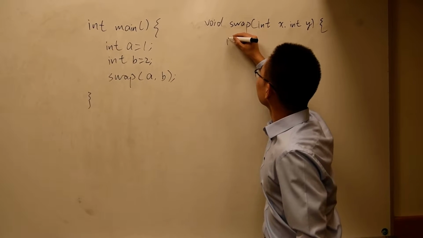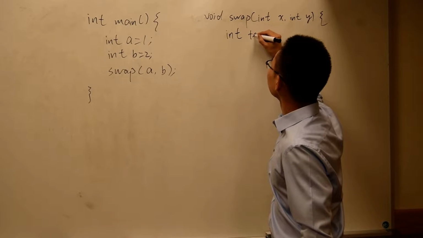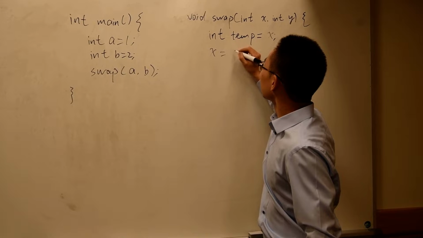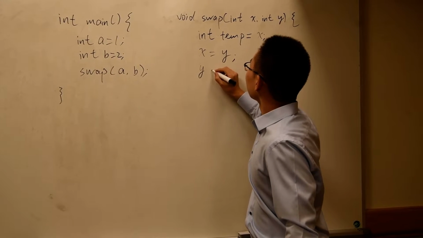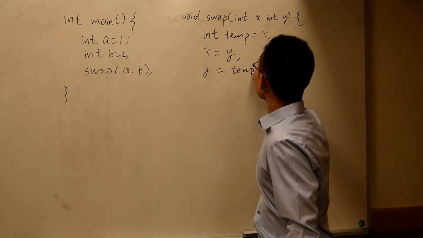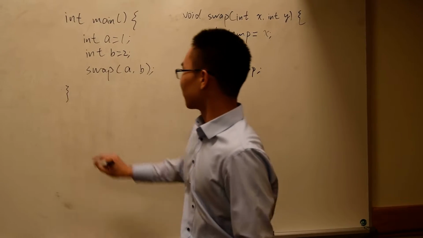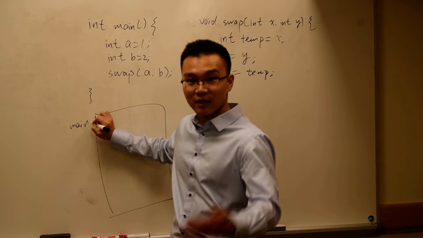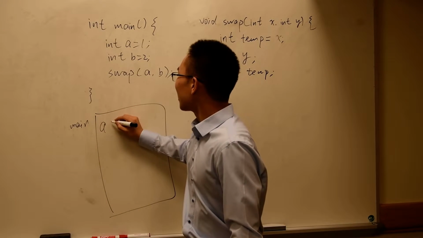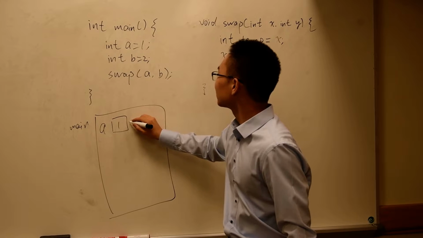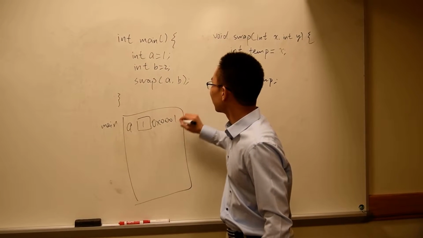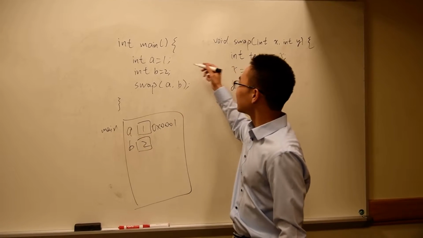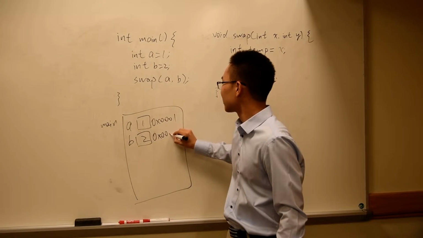We can see here we need to create a temp variable to store the value of x temporarily before we can assign the value of y to x and then assign the value of temp to y. Let's look at what's going on here. This is a stack frame of main. In main, an object whose name is a and whose value is 1 is created at the memory location, and whose name is b and whose value is 2 is created here.